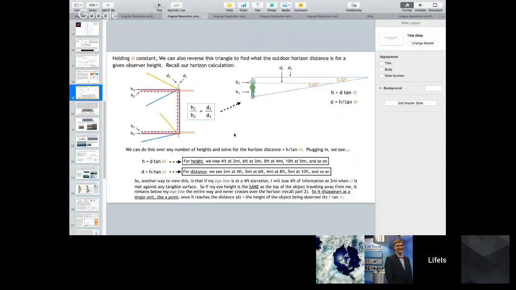And yet so hijacked. But anyway, we'll get into that later, I'm sure. This is for just refraction. I can do this for any number of distances to solve for height or distance using this theta. For height, as we mentioned, I lose 4 feet at 2 miles, 6 feet at 3 miles. The corollary for distance is I see 2 miles at 4 foot elevation, 3 miles at a 6 foot elevation, 4 at 8 and so on.